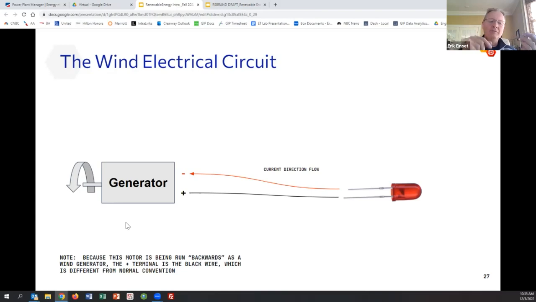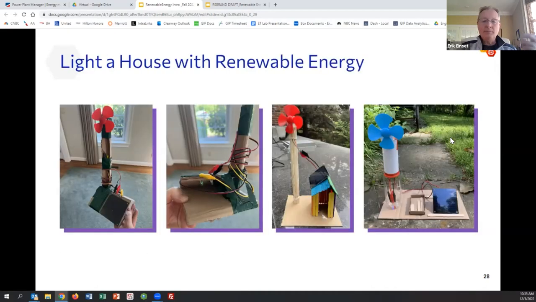So if you want the motor to run forward, you have your red plus, black negative. But because we're going to be running this as a generator, it's going to be running backwards, so it's going to look different. In this case, the positive terminal is going to be the black, and the negative terminal is going to be the red. So you're going to connect your black wire on your generator to the long leg, and then the short leg is going to go back to the red wire. So that's the basic circuit.